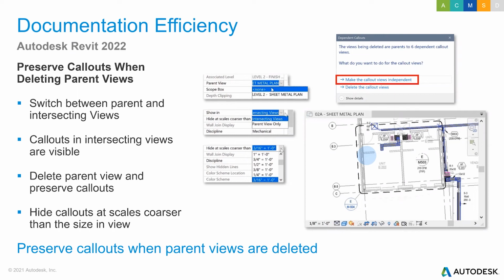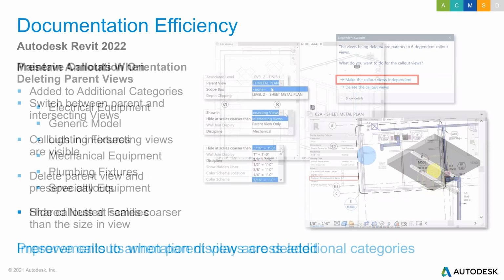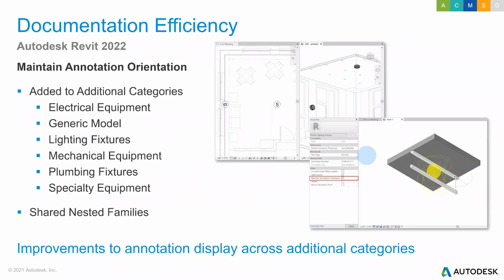This is another one of those hooray about time improvements, one that I wish I had many, many years ago, and that is the ability to maintain the annotation orientation within families. I have no doubt that you've probably all experienced putting in something like a light or some other kind of electrical fixture in a project. Let's focus on a light as an example.